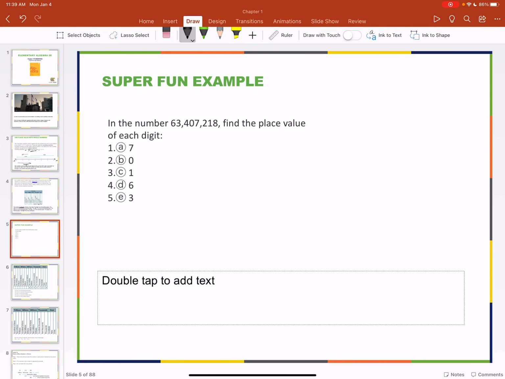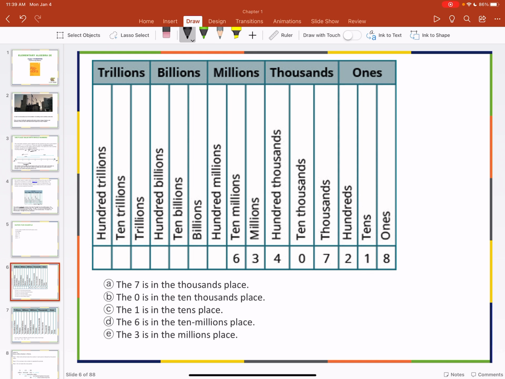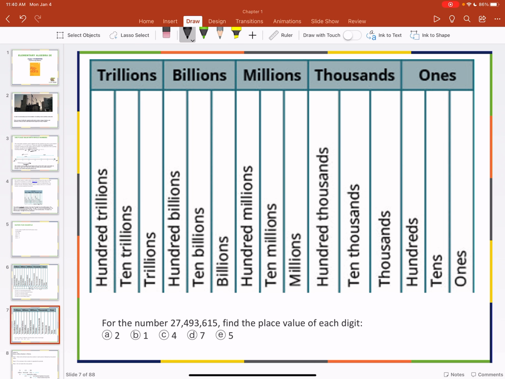Let's do another one. So let's see here, this number, 63,407,218. Let's find the place value of 7, 0, 1, 6, and 3, okay? So let's use a little chart for now. Okay, so here we have the number 63,407,218. The 7 would be in the thousands place, right? And the 0 is in the 10,000s place. The 1 is in the tens place. The 6 is in the 10 millions place. And then the 3 is in the millions place, okay? So super fun. Now you try.